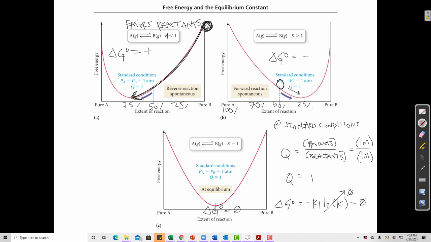if a reaction has a K that's smaller than 1. And conversely for this one, if K is bigger than 1, then I should start with a reaction that has 100% reactants, because it will have to move further before it gets to equilibrium. I'll get more free energy out of it.